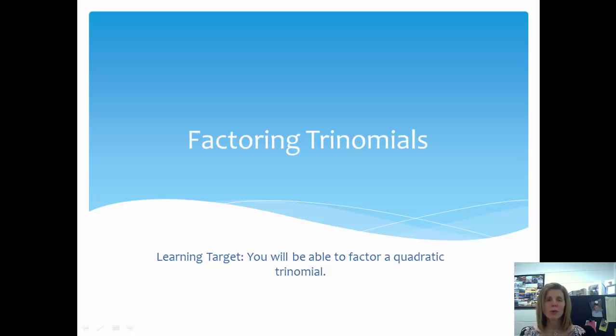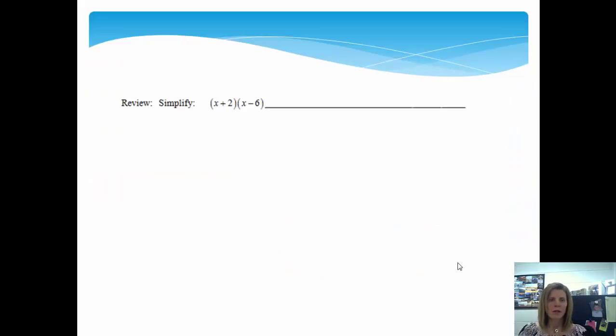Alrighty, this lesson we will be factoring trinomials. At the end of this lesson, you'll be able to factor a quadratic trinomial. Okay, first of all, we're going to do a little review, and then we'll talk about what it means to factor a quadratic trinomial and then actually do examples.